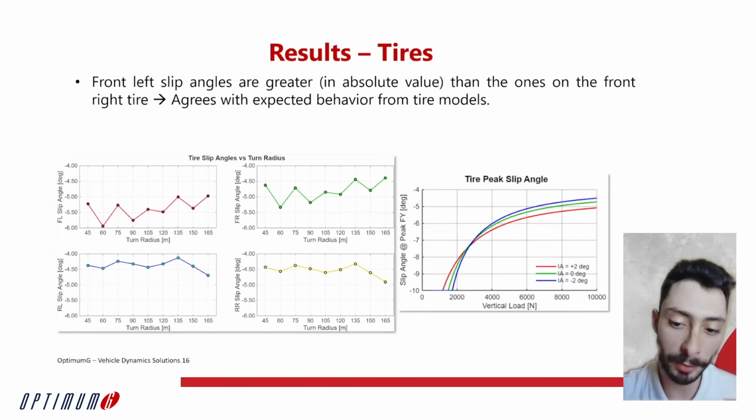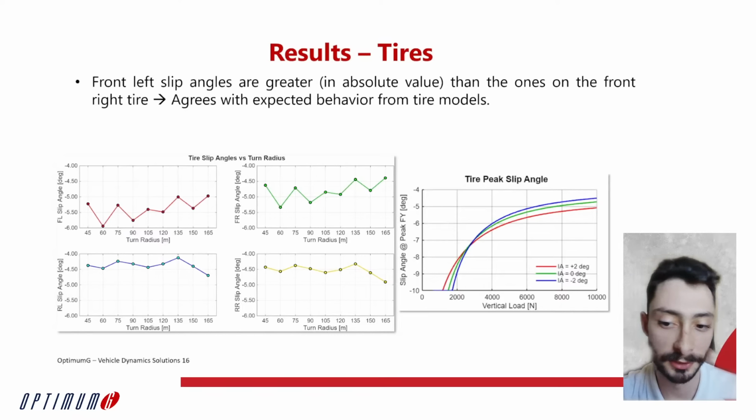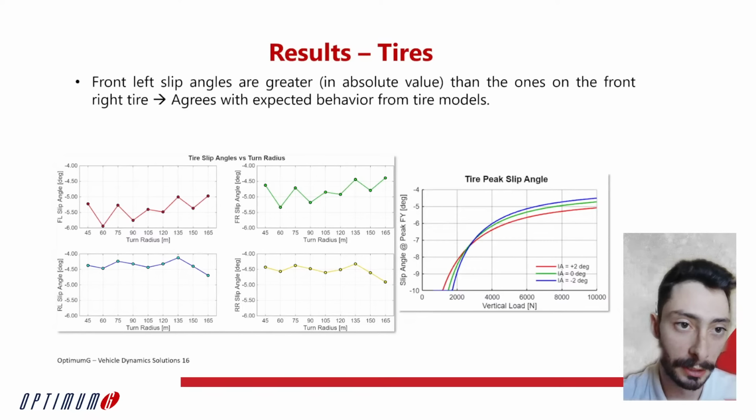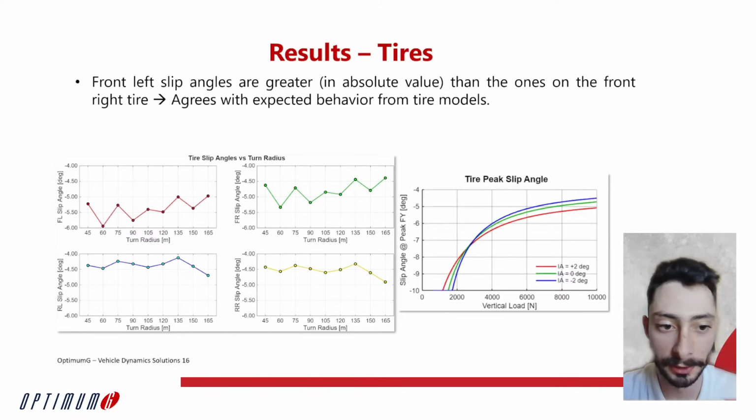Going back to the slip angle that generates the peak lateral force versus vertical load graph that I showed you earlier, we can see that on the front axle, the inside tire, which is the left tire, all of the corners that we are taking here are to the left.